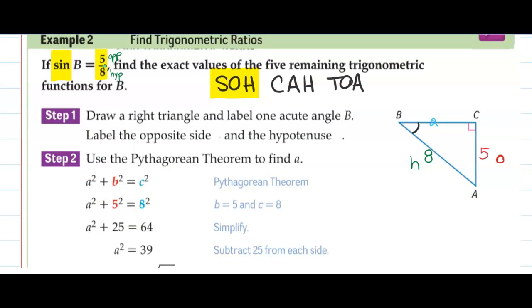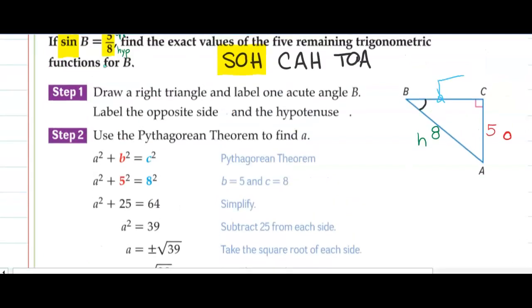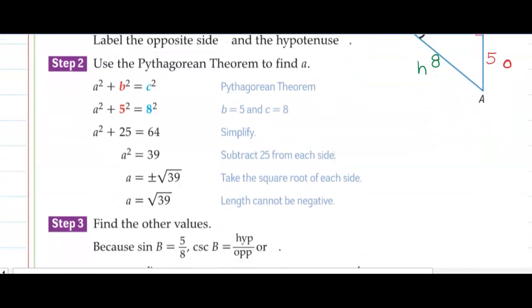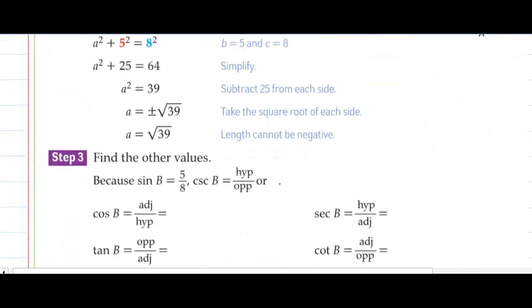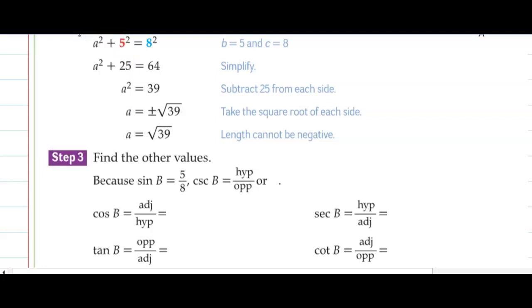To find it, because it's a right triangle, we just use the Pythagorean theorem. We say that a squared plus b squared equals c squared. A squared plus 5 squared equals 8 squared. Simplifying and solving, we then see that a is radical 39 because it can't be negative. So I'm going to label that on my triangle, radical 39. And now we can find all the ratios. The first one is pretty simple because we know it's going to be the reciprocal.